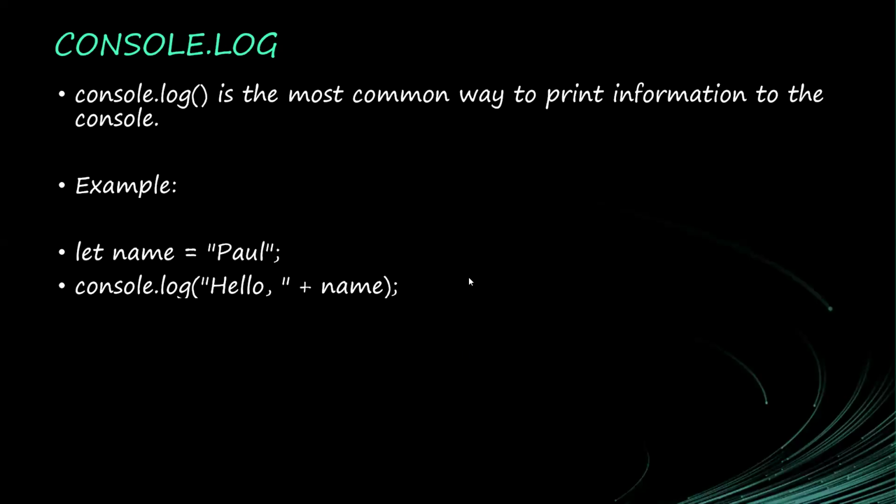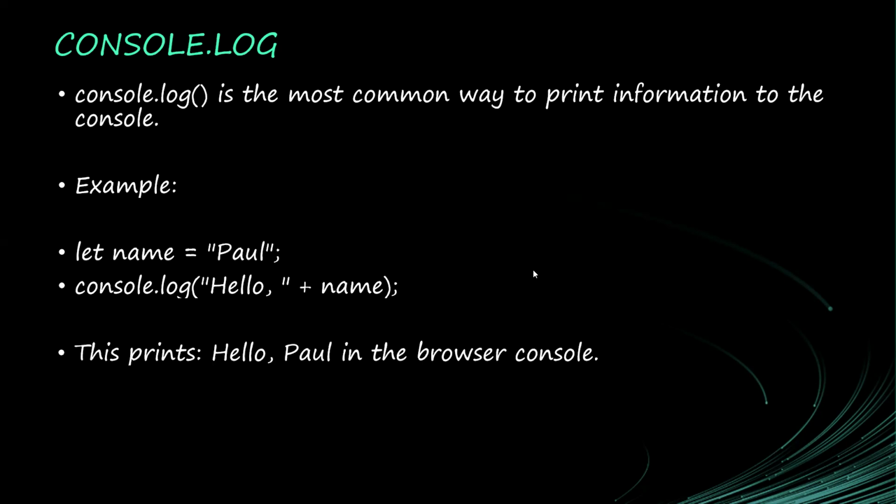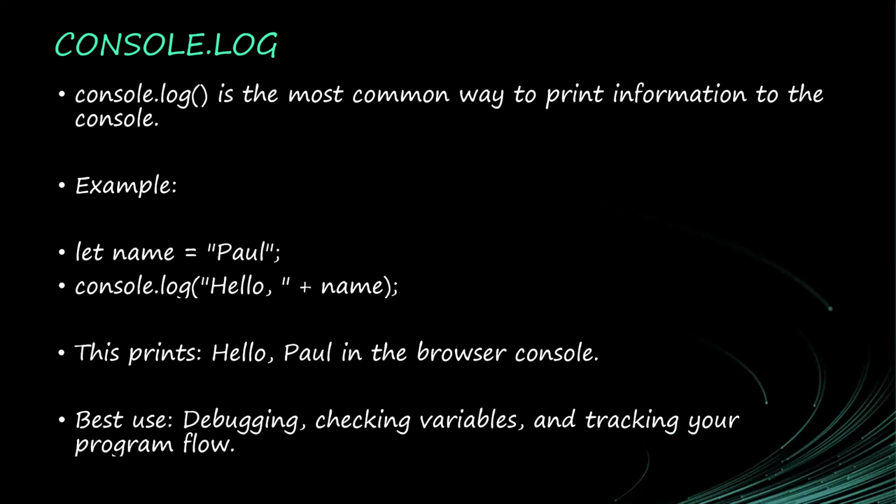So we use the console.log to actually print information to the console, because your users will not see the console. It is you as a developer that will see it. So we use it mostly for debugging. So this will print hello person in the browser. The console.log is mostly used when we are debugging, when we want to print something that we developers want to see. It is best used for checking variables and tracking your program flow. The console.log is basically for you as a developer.